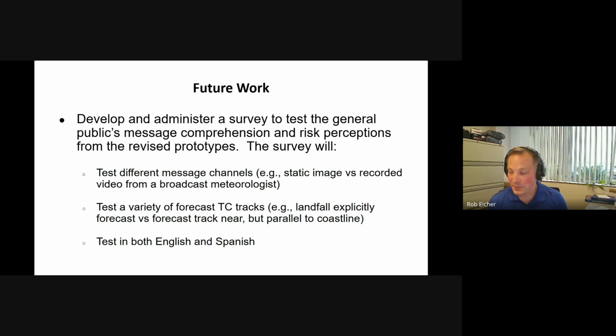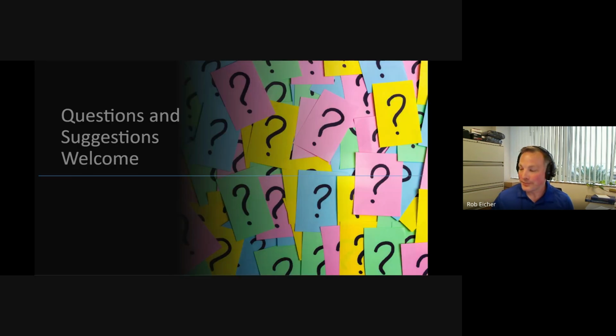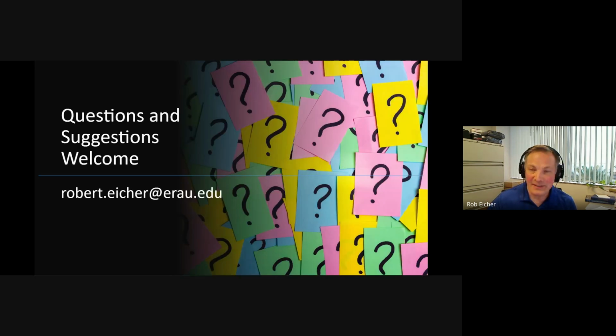And then our goal is to provide the Hurricane Center with some recommendations on what works when it comes to communicating the probability of landfall intensity. Next slide, please. And before we test these, if anyone has any suggestions or any tweaks they'd like us to make on those prototypes, or any questions you want us to ask in the survey, please let us know. Thank you.